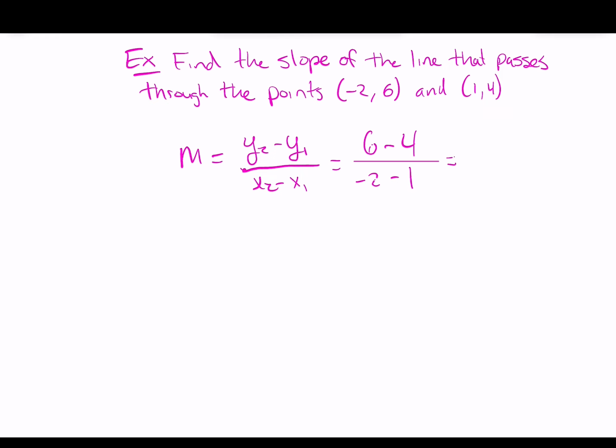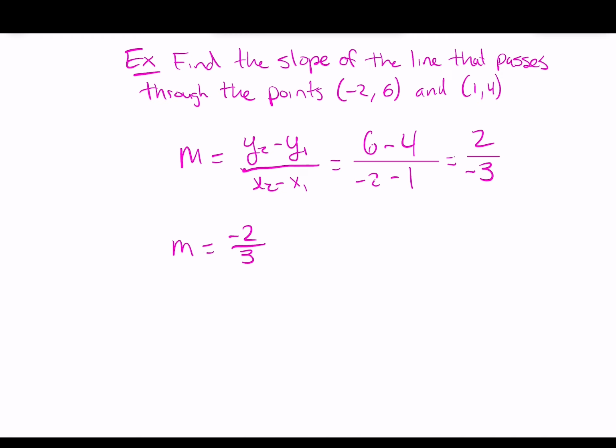So 6 minus 4 is 2 over negative 2 minus 1, which is negative 3. So our slope, m, is equal to negative 2 over 3. So the slope of the line that passes through the points negative 2, 6, and 1, 4 has a slope of negative 2/3.